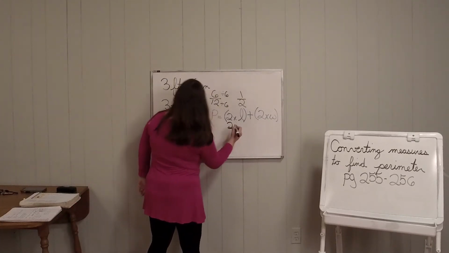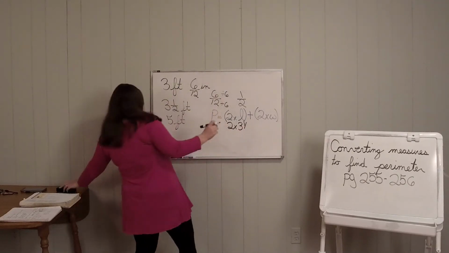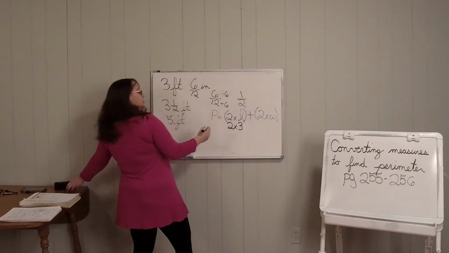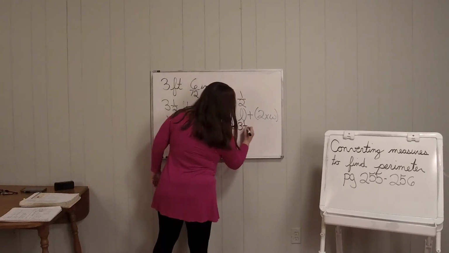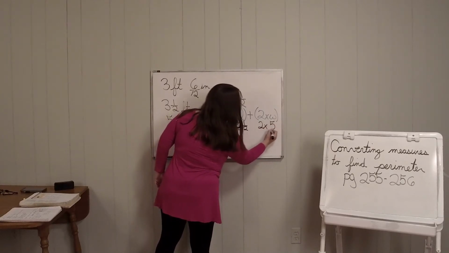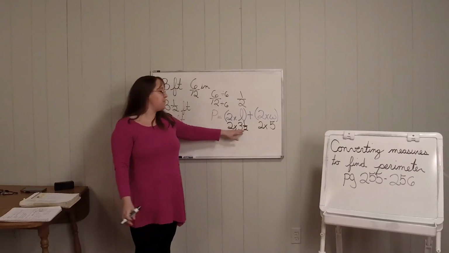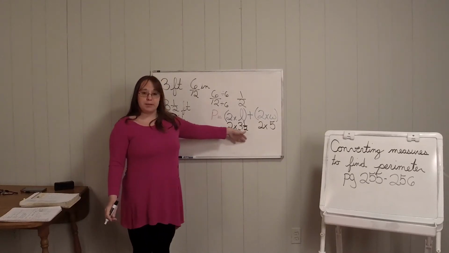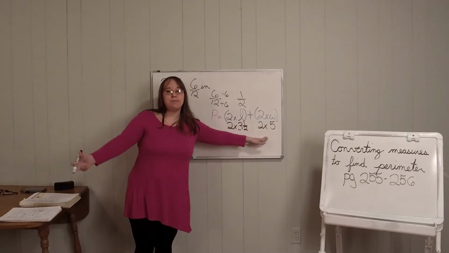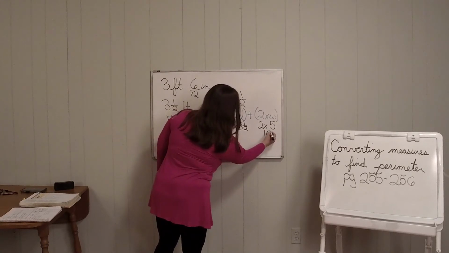2 times 3 1/2 and 2 times 5. So this one you're going to do a little more work on, but it's something you've seen before. It's a whole number times a mixed number. Well, you can do 2 times 5. Think about what 2 times 5 is. It is 10.